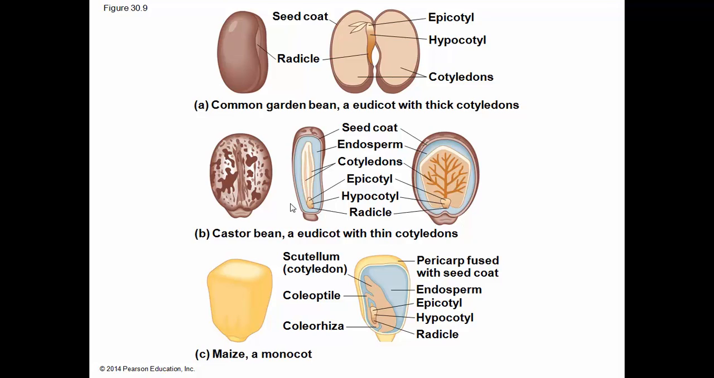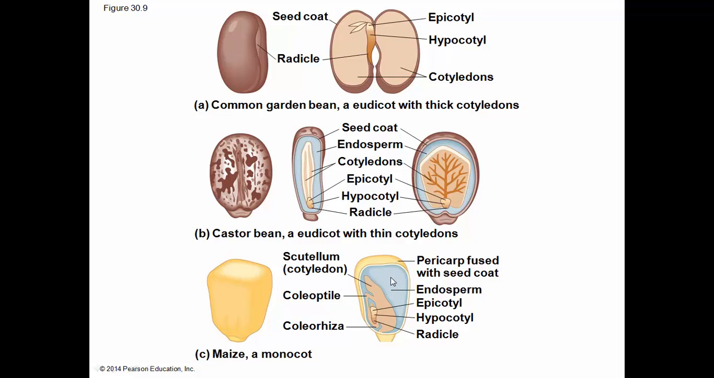This is the castor bean down here. It's a eudicot with thin cotyledons. The narrow membranous cotyledons shown in the flat views absorb food from the endosperm when the seed germinates. So in this case, the endosperm is more prominent. The endosperm is in blue here.